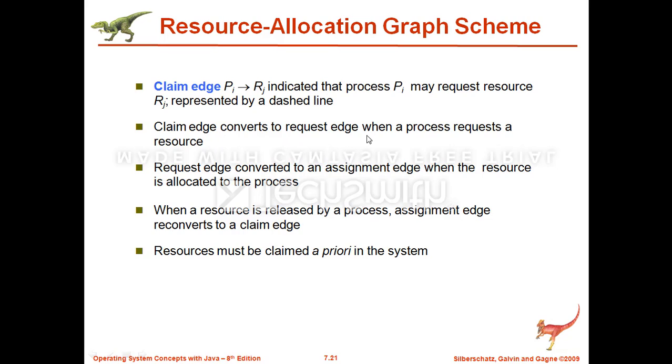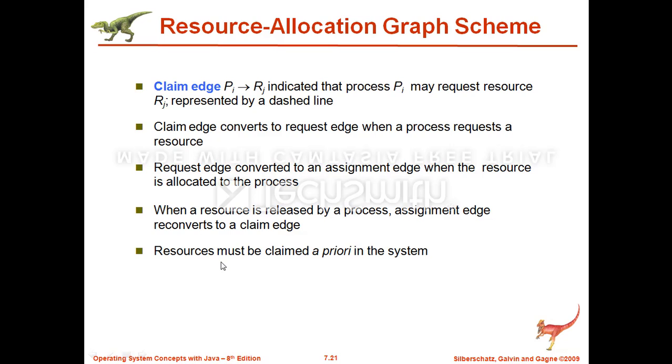A claim edge gets converted to a request edge when a process requests a resource. Whenever we represent that with a dotted line, it means it can happen in the future, but the claim edge gets converted into a request edge only when the particular process actually requests the resource. Then the request edge gets converted to an assignment edge when the resource is allocated to the process. When the resource is released by the process, the assignment edge reconverts to a claim edge.